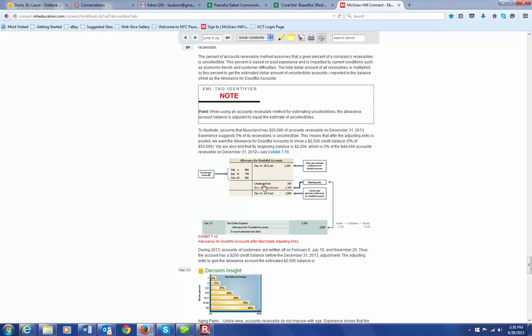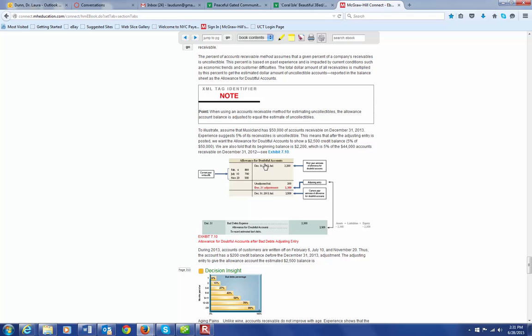So the balance in allowance for doubtful accounts was already $200. You want the balance to be $2,500. So your adjustment is for $2,300, not for $2,500, because it's based on what you want the account balance to be at the end of the year. And you want it to be 5% of the total of accounts receivable.